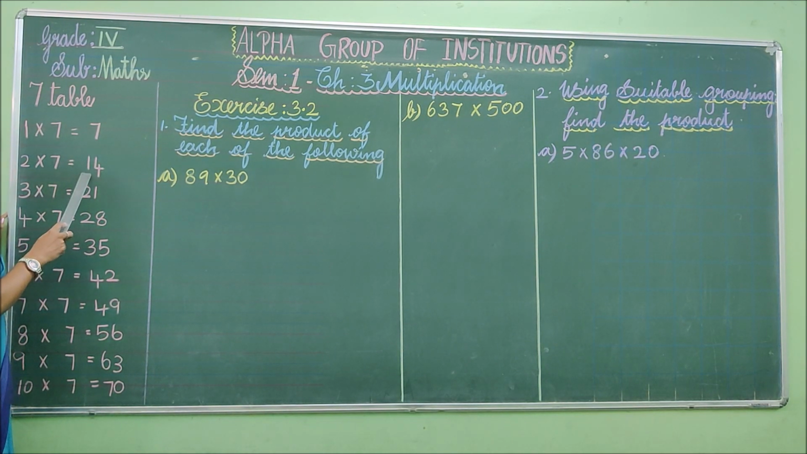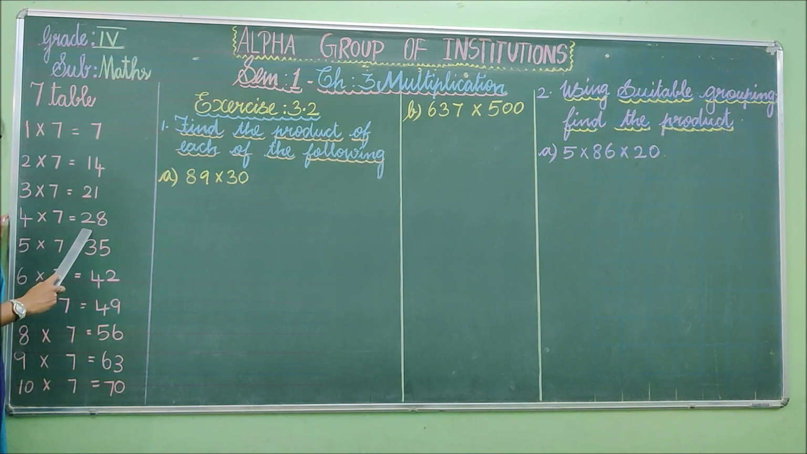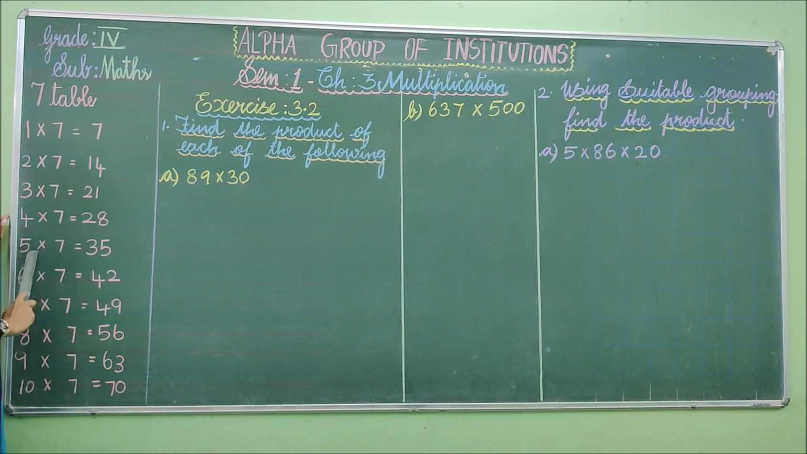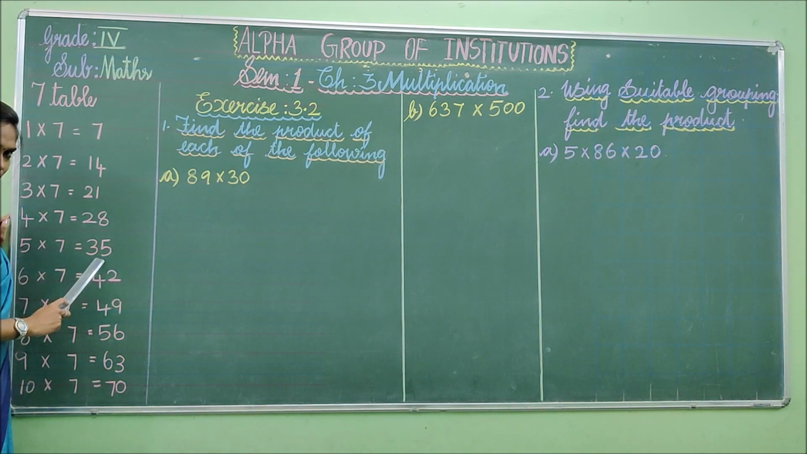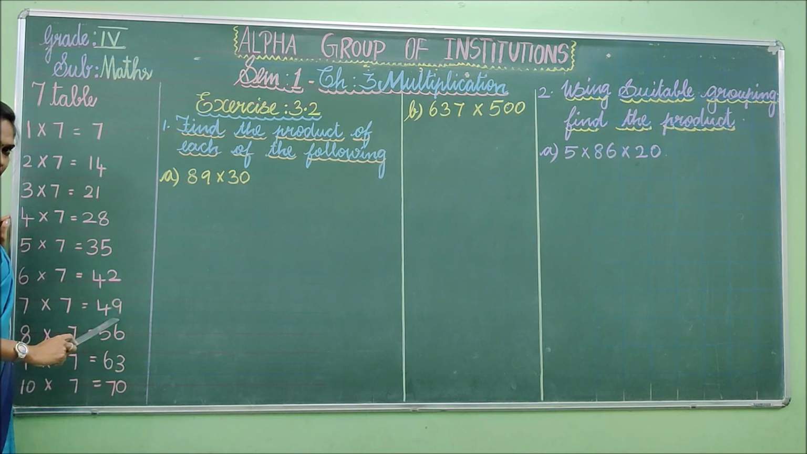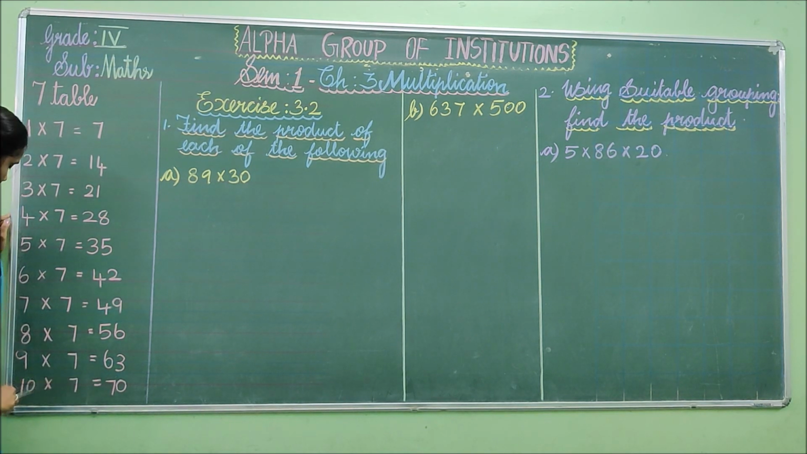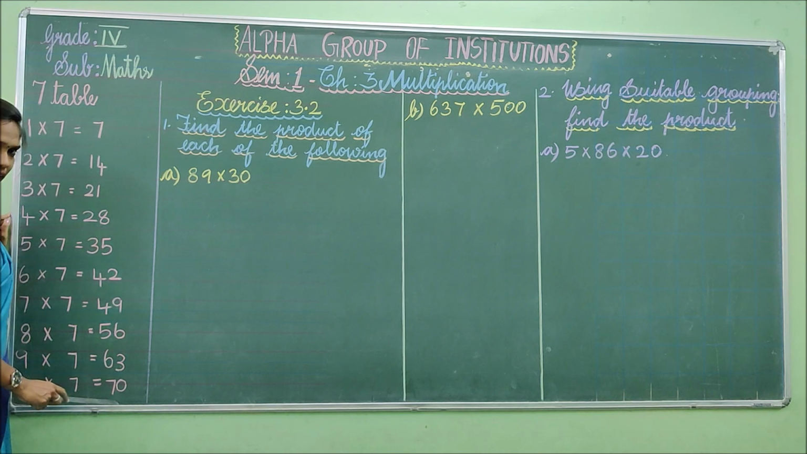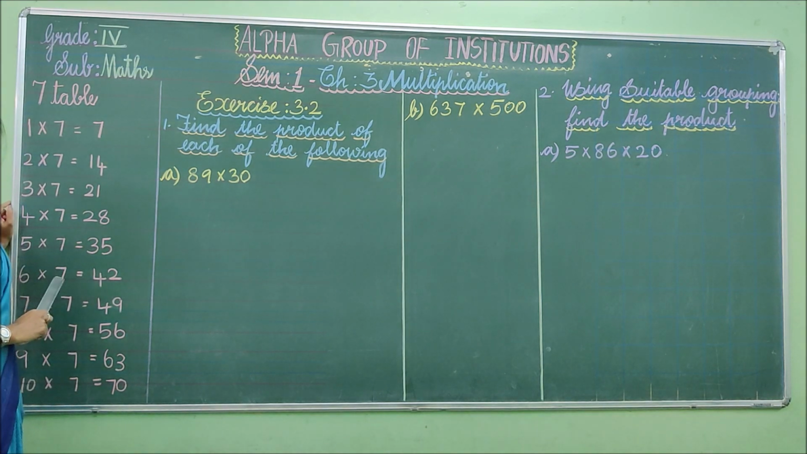2 sevens are 14. 3 sevens are 21. 4 sevens are 28. 5 sevens are 35. 6 sevens are 42. 7 sevens are 49. 8 sevens are 56. 9 sevens are 63. 10 sevens are 70. Shall we recall once again, children?